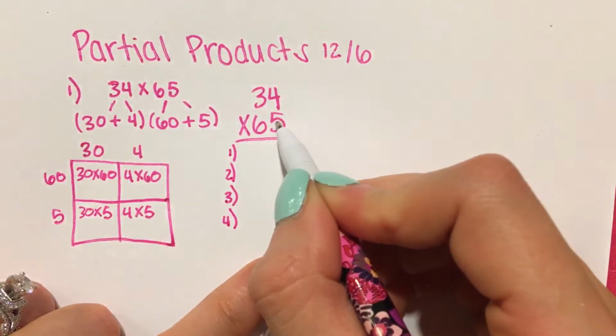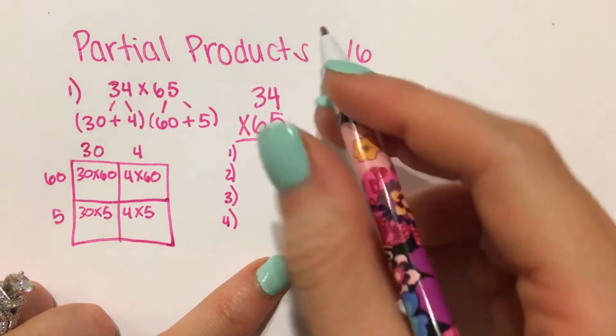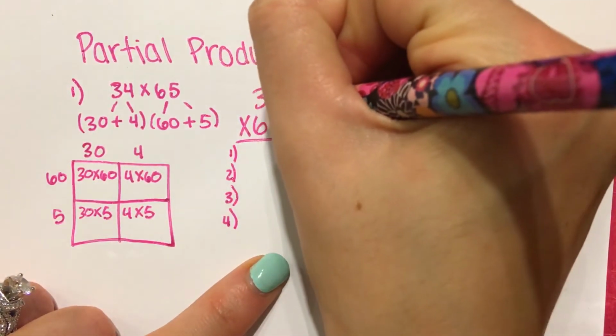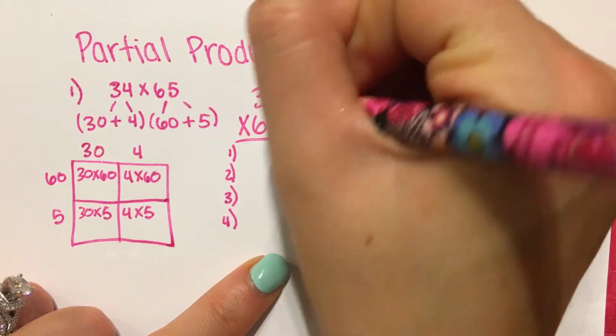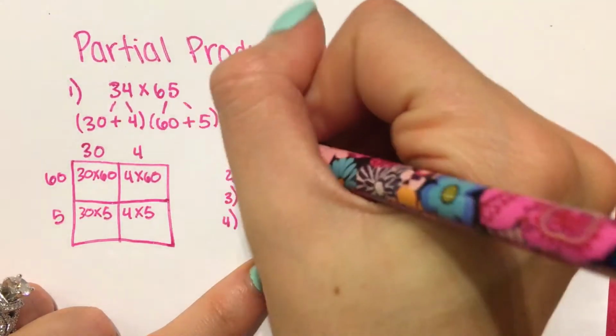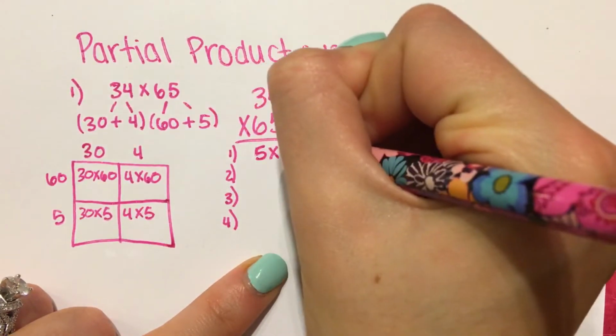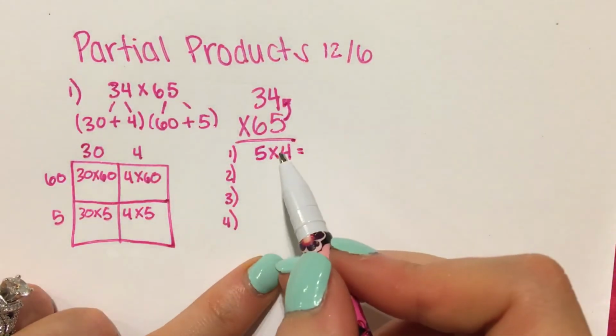So first thing I want to do is start off in this bottom one. I'm going to do ones times my ones. So I have 5 times 4. That's going to be my first piece or my first equation. 5 times 4. Put your equal sign and move on.